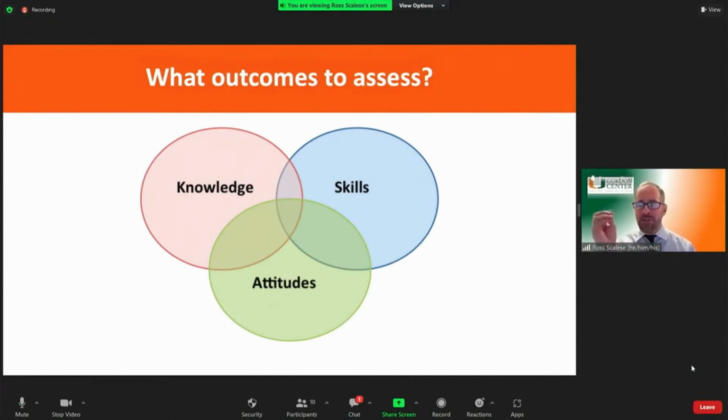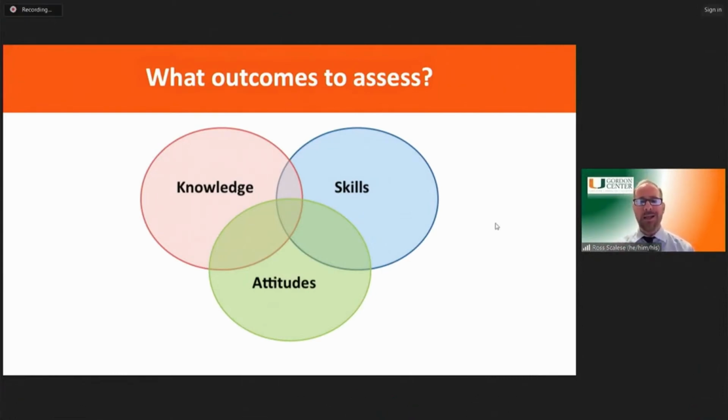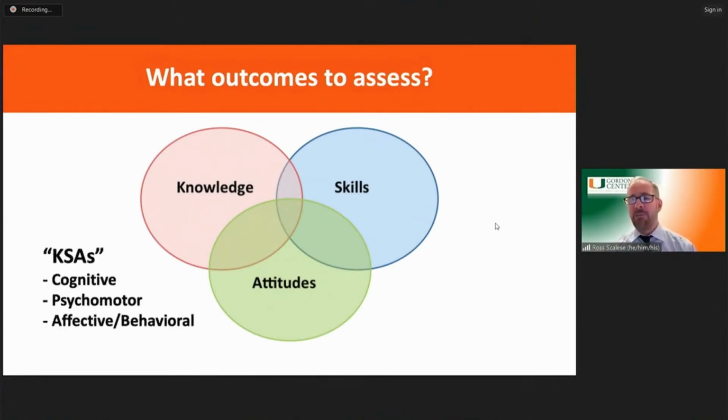They may be described slightly differently. The exact wording varies across different modalities, but you could probably boil most of the competency framework down to three big buckets. And you've probably heard about the KSAs, referring to knowledge, skills, or attitudes. The knowledge items are those cognitive competencies, the things that happen up here in your brain. Skills describe more psychomotor, things that you actually have to use your hands or your ears, other senses.